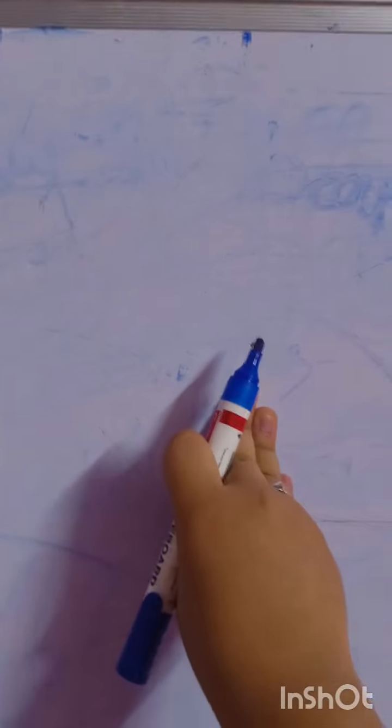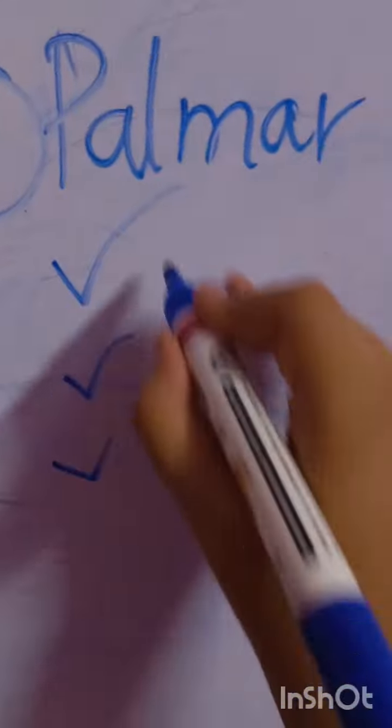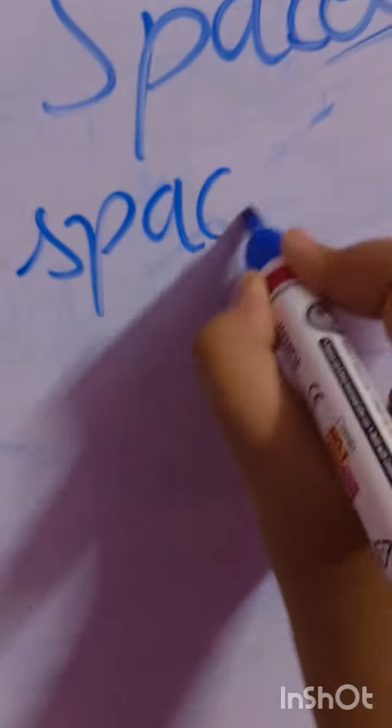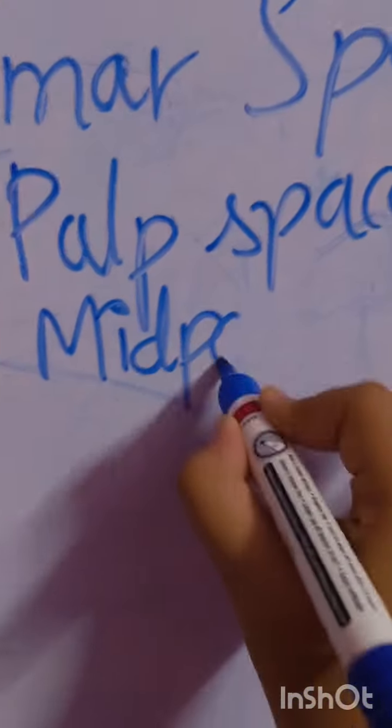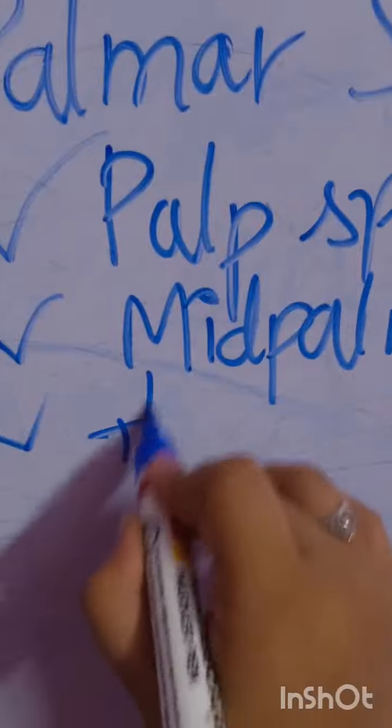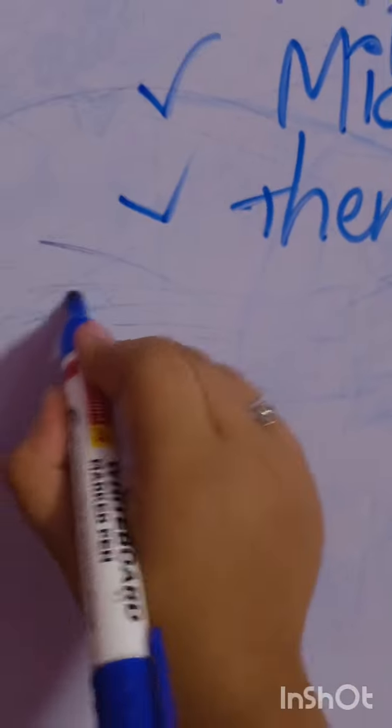Our topic today is fascial spaces of the hand. We mainly have three fascial spaces in the hand. The first one is the palmar spaces. It includes three more: the first one is the pulp space, the second one is the midpalmar space, and the third one is the thenar space. The second one is called the dorsal spaces.